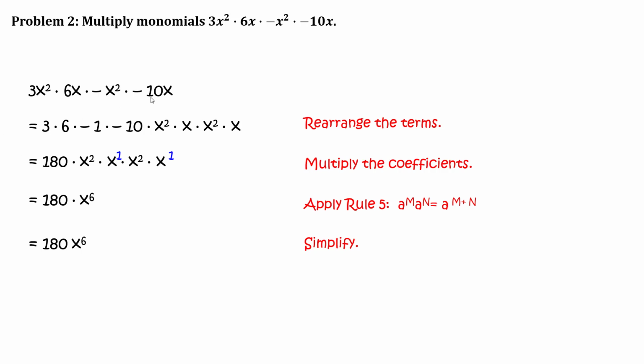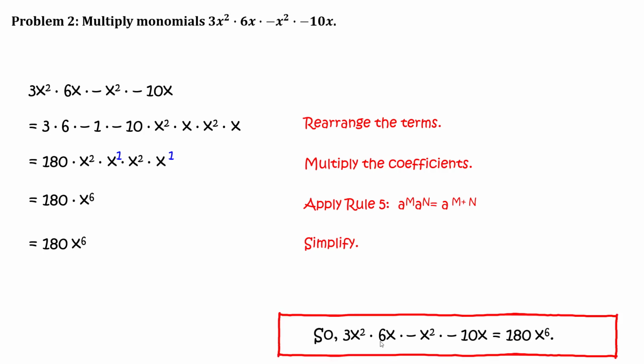So you multiplied 4 monomials to get 1 monomial. It's very similar to the way we multiply 4 numbers to get 1 number, okay? Polynomials actually have a lot of properties that numbers do, because a number is a 0th degree polynomial, so they belong to that family. So 3x squared times 6x times negative x squared times negative 10x equals 180 x to the 6th. All right.